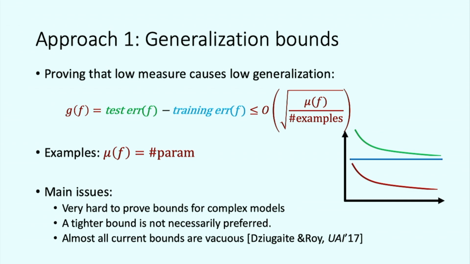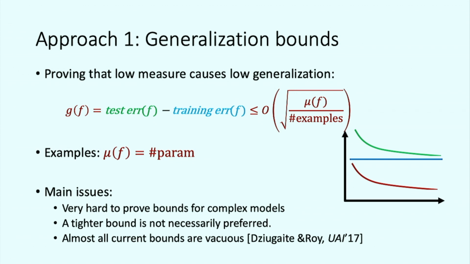And usually it looks like the square root of this complexity measure divided by the number of examples. For example, this can be roughly the number of parameters if you use VC dimension. The main issue with just looking at generalization bounds is that, first of all, it's hard to prove generalization bounds for every new architecture that we see tomorrow and the next day.